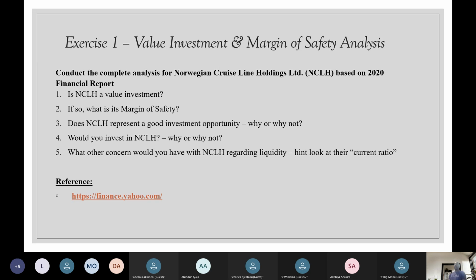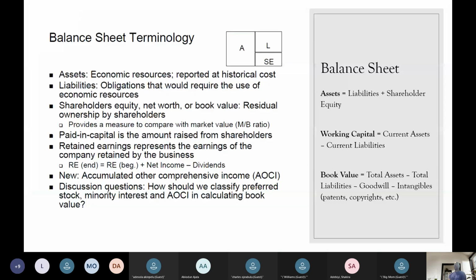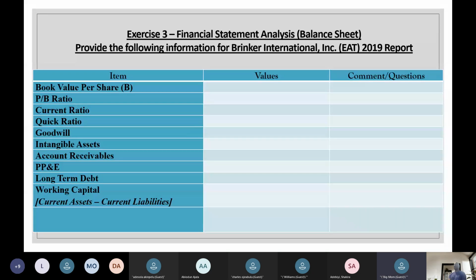Now, let me ask you, if your current assets do not cover your current liabilities, how are you going to cover them? How can you cover it? What can you do? Anyone? Take a loan. Okay, take a loan.